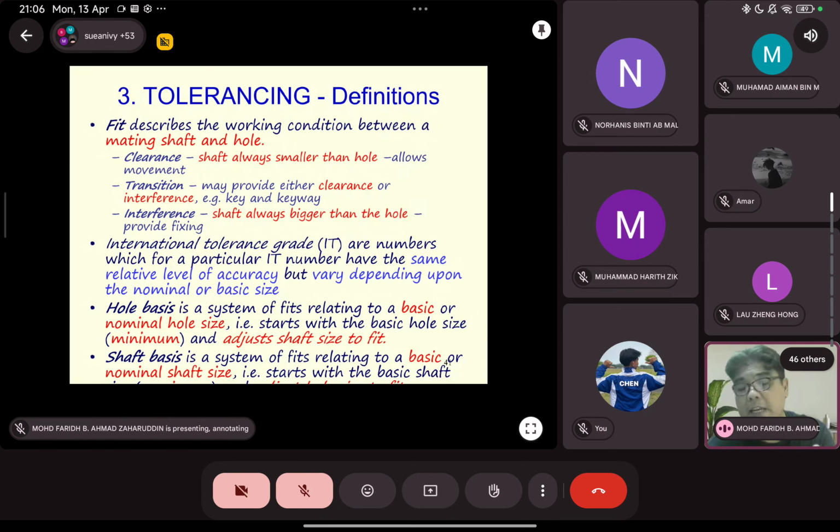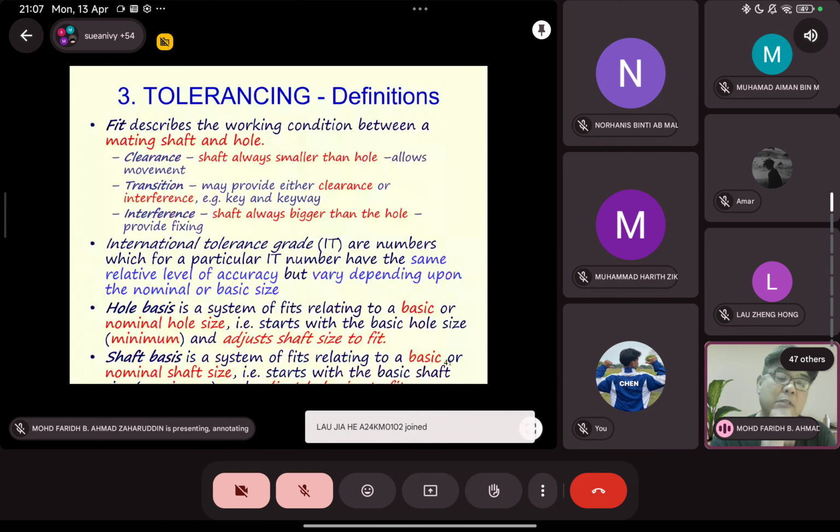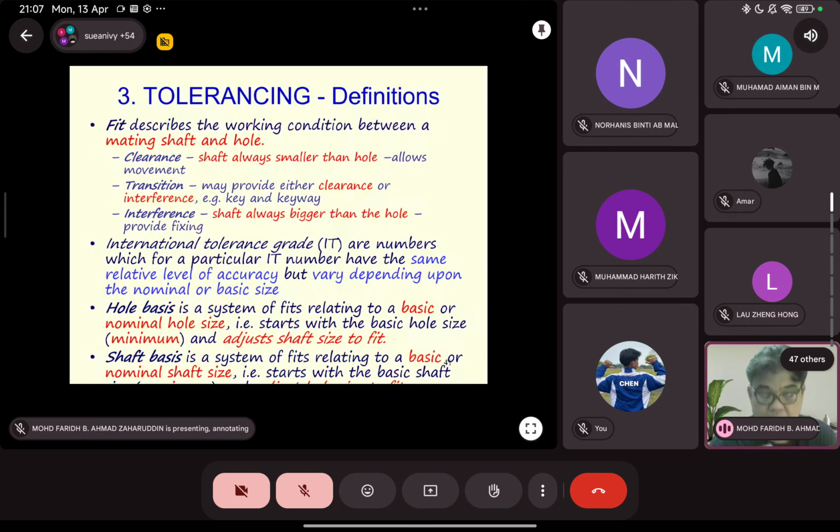If you can, that one is very expensive: you use liquid nitrogen to cool it, to shrink it. After that you can insert it easily. After the temperature goes up, it returns to its original size. That is the purpose. In certain areas, they will use that. But in normal areas, anywhere in Malaysia, people will use press fit.